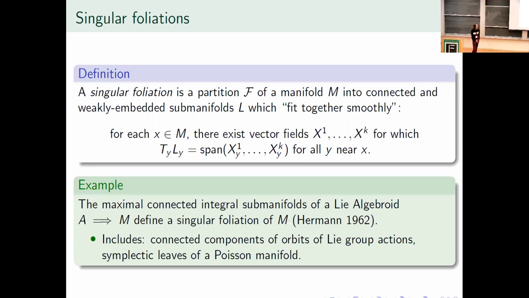So, given a definition, here's an example. I started off with one of the more general ways you can approach it. If you have a Lie algebroid, then the integral submanifolds will assemble into a singular foliation. And more elementary examples can be deduced from this. For instance, connected components of the orbits of a Lie group action will partition your manifold into a singular foliation. And also the symplectic leaves of a Poisson manifold will give a singular foliation.